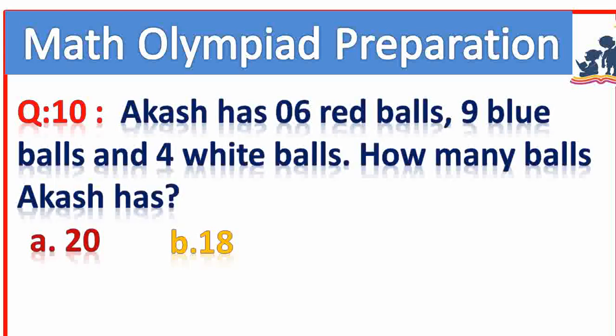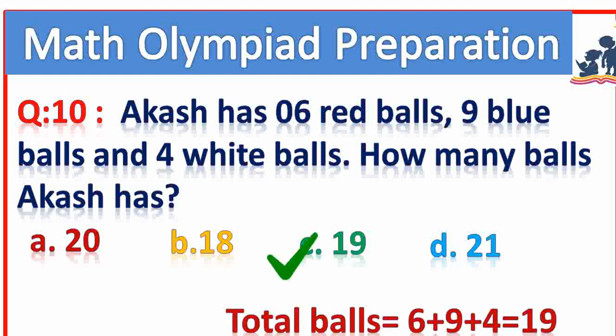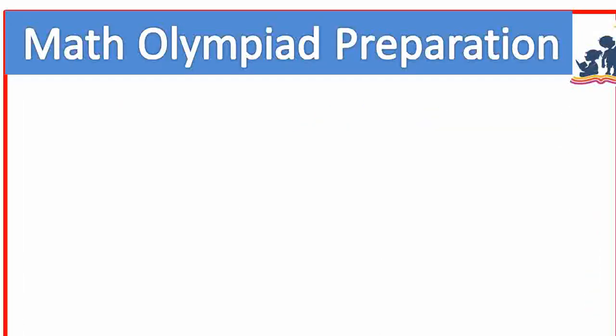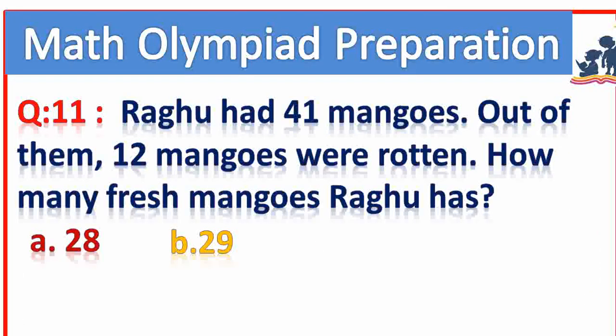Question number 10. Akash has 6 red balls, 9 blue balls and 4 white balls. How many balls Akash has? 19. Yes. Good. Total number of balls here is 6 plus 9 plus 4 is equal to 19.